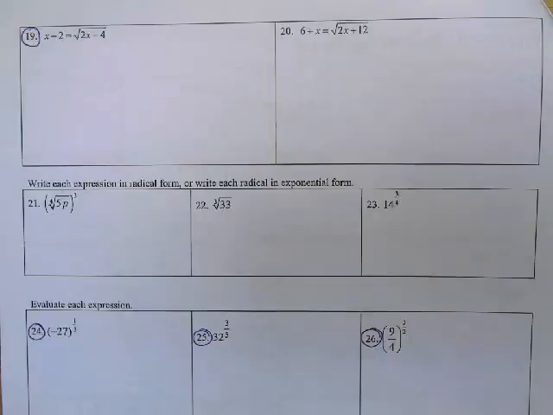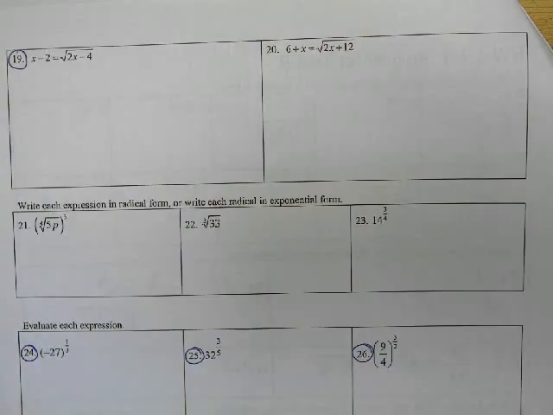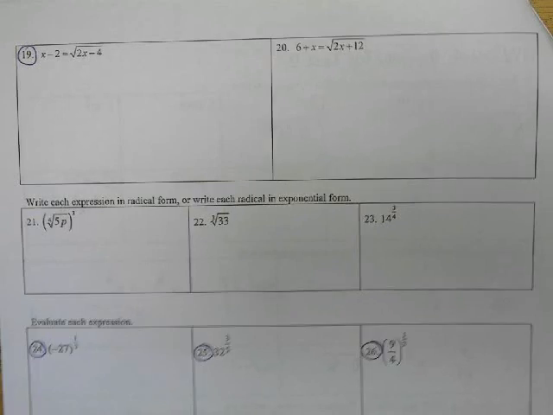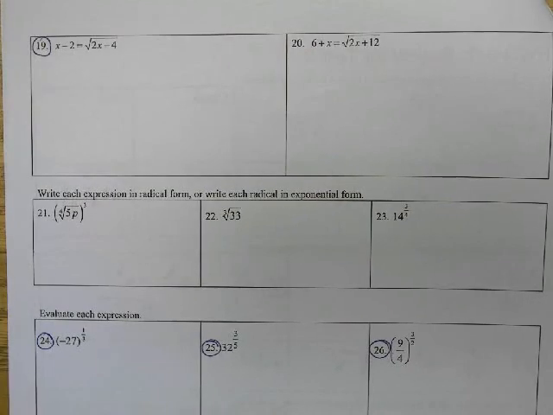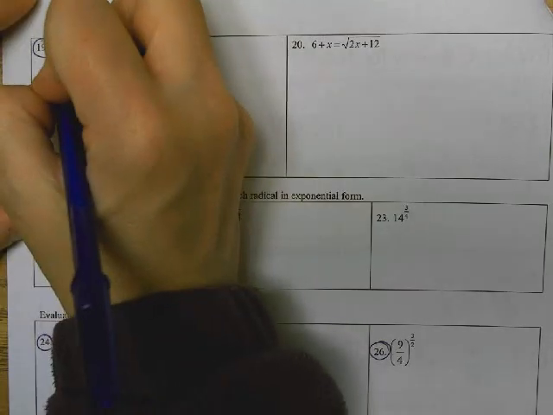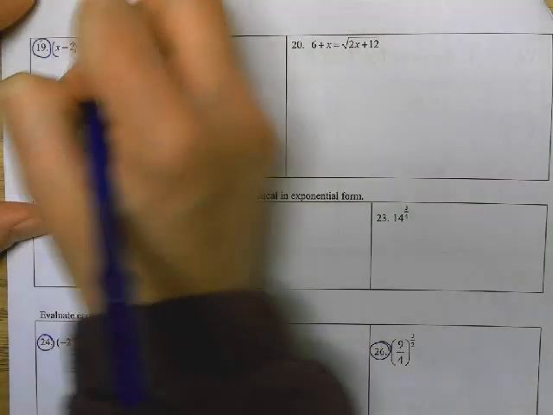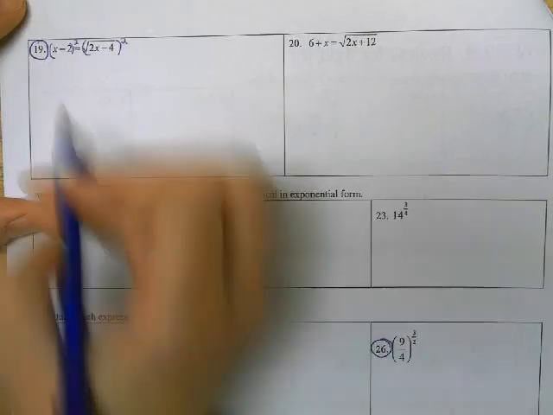Alright, let's go ahead and look on the back. So 19 and 20 are a little different. They're still solving, but you have an x on the side that's not in the radical, which means you have to check these answers. More than likely, one of these will not work. So I'm going to go ahead and square right here.